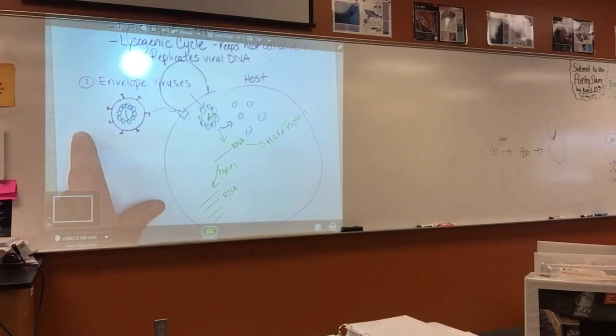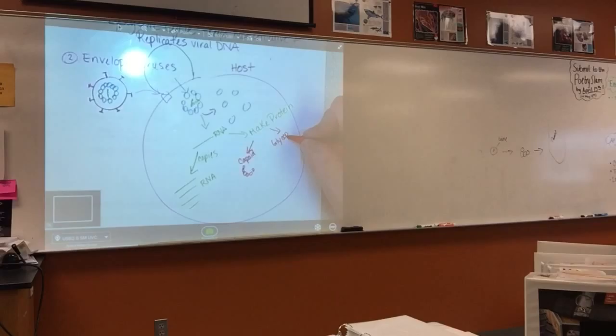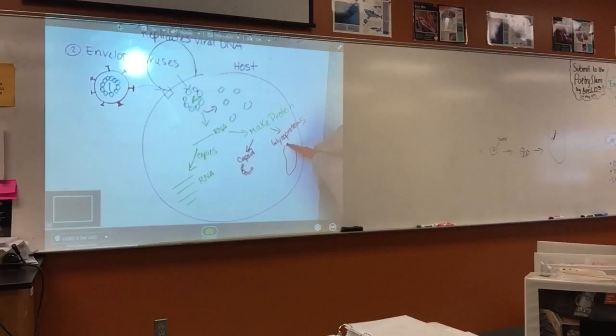So therefore, let's look at this. They make capsid proteins, and they make them to form new capsids like this, and then there are the glycoproteins. Glycoproteins are these guys right here. They have to be on the outside. So these guys here are made, the glycoproteins are made on ribosomes on the rough ER.